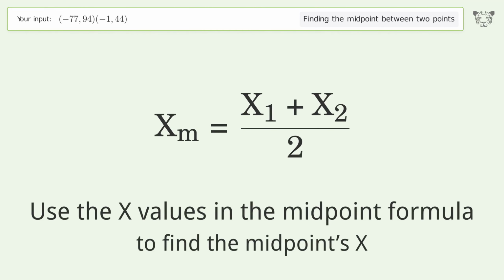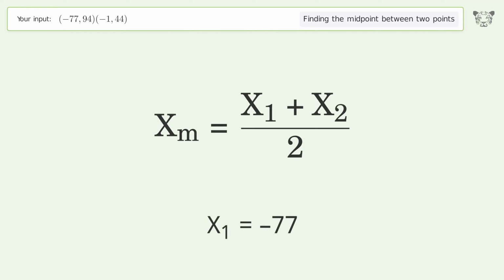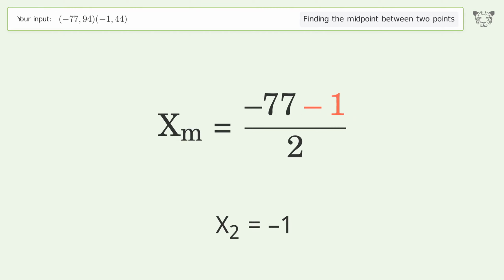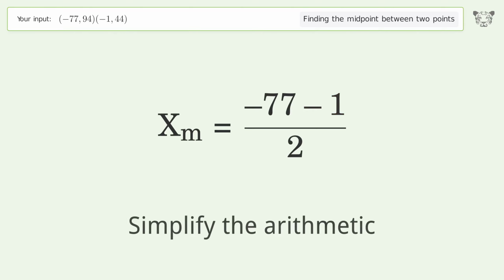Use the x values in the midpoint formula to find the midpoint's x. x1 equals negative 77. x2 equals negative 1. Simplify the arithmetic.